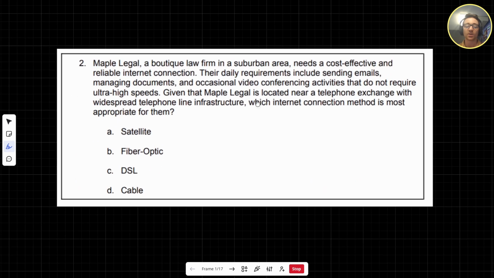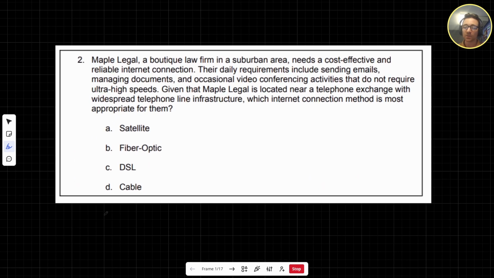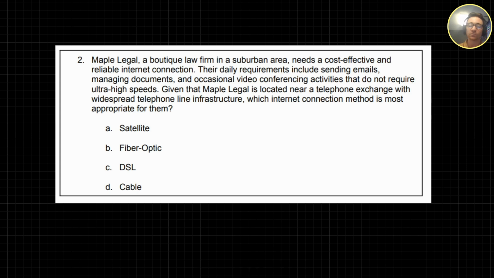All right, next question reads, Maple Legal, a boutique law firm in a suburban area, needs a cost-effective and reliable internet connection. Their daily requirements include sending emails, managing documents, and occasional video conferencing activities that do not require ultra-high speeds. Given that Maple Legal is located near a telephone exchange with widespread telephone line infrastructure, which internet connection method is most appropriate for them?